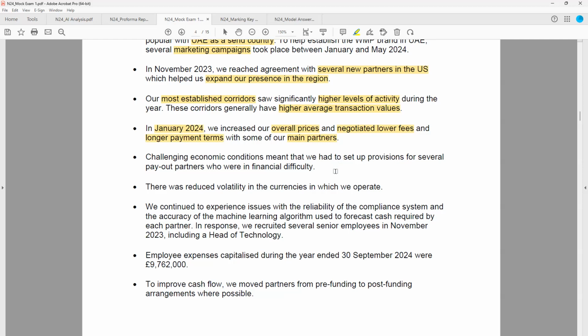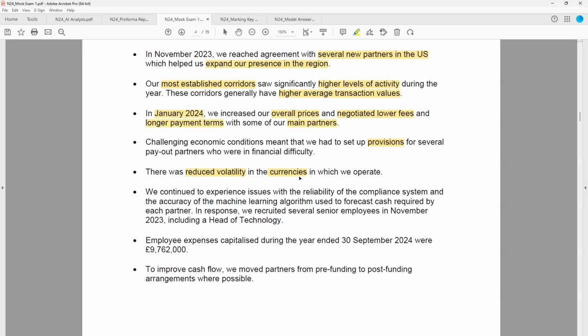So we've got challenging economic conditions, which meant that we had to set up provisions for several payout partners who are in financial difficulty. So provisions are there in those net credit losses. Reduced volatility in currencies, maybe lower FX costs. So you can kind of see here, then there was an issue with the compliance system, and the accuracy of the machine learning algorithm to forecast cash. So possibly some impairments if we're told about that, but we're actually told they recruited several new employees. That would be a reason why employee expenses have gone up.